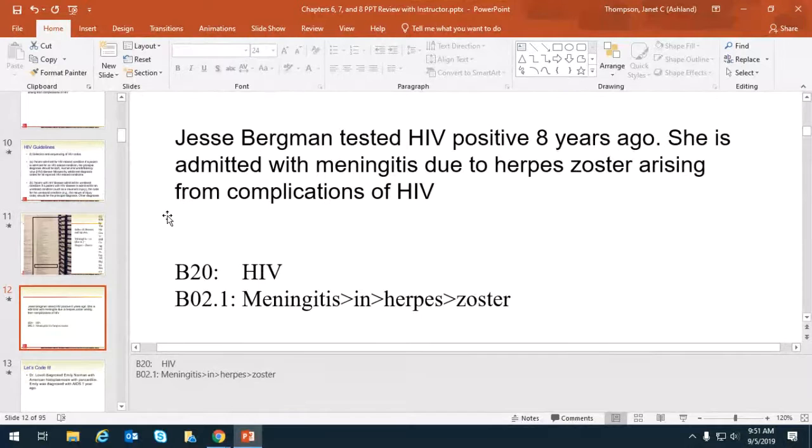So in this scenario, B20 is the first code, the principal diagnosis, because it is responsible for the manifestation of the meningitis. Oftentimes, meningitis is a sign of the infection, even if people don't know they have it yet. That sometimes is an indication that something's off and the immune system is compromised, so it makes it a lot easier to get meningitis and pneumonias. But those are our two codes for this scenario. And the only reason we know this is because there's a guideline that tells us what we're going to code first and why.